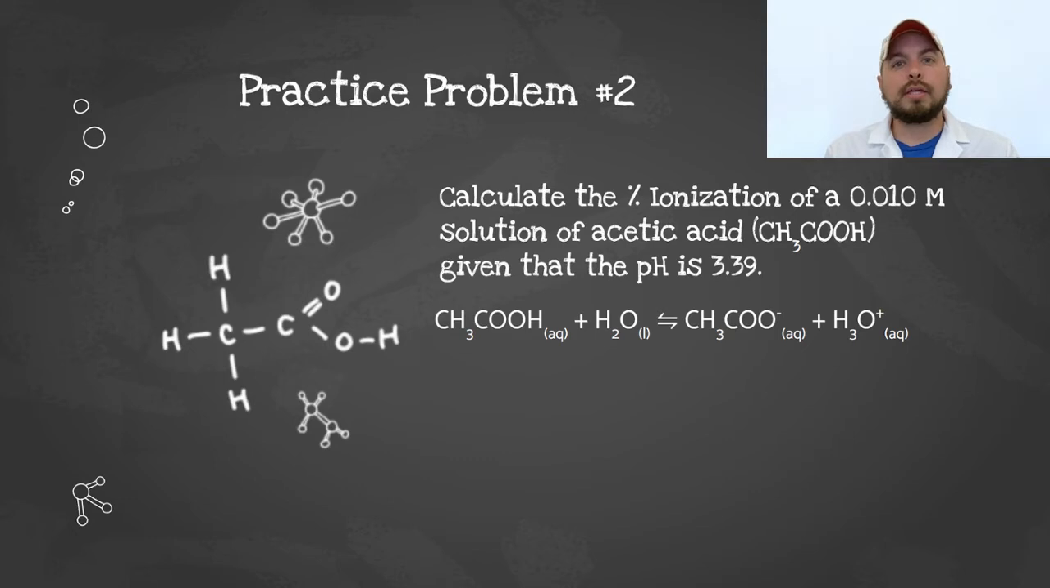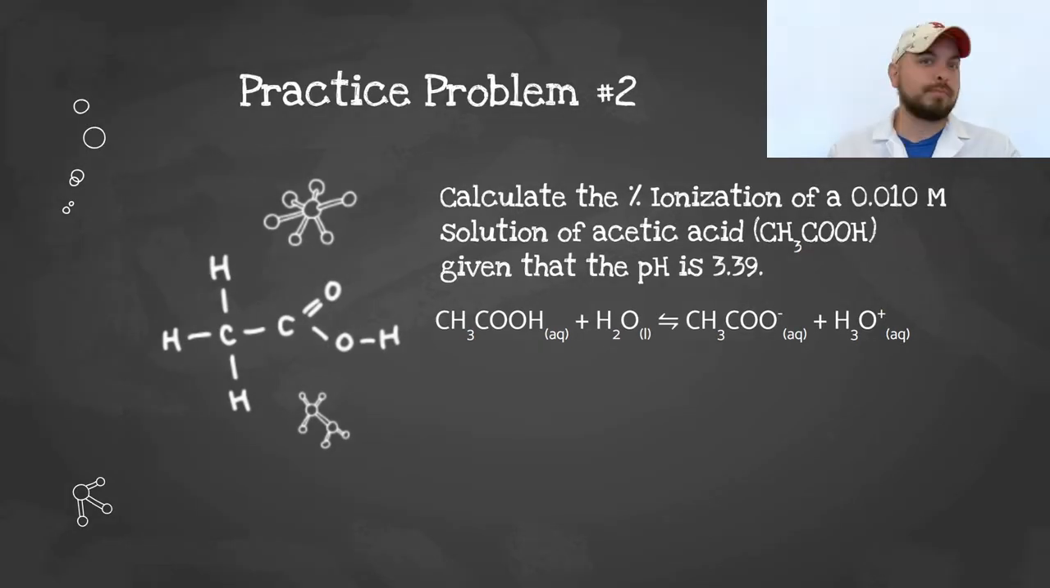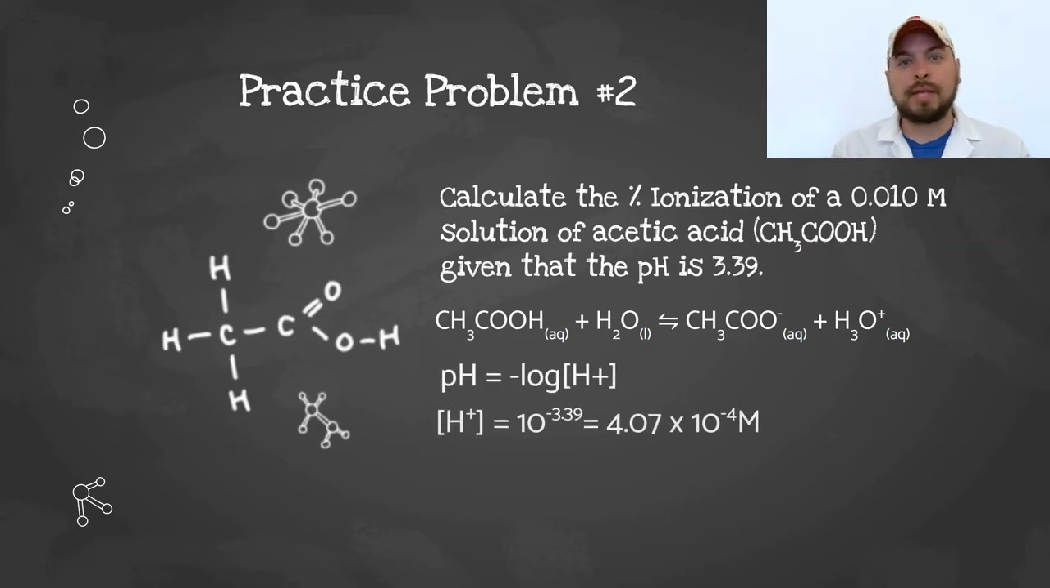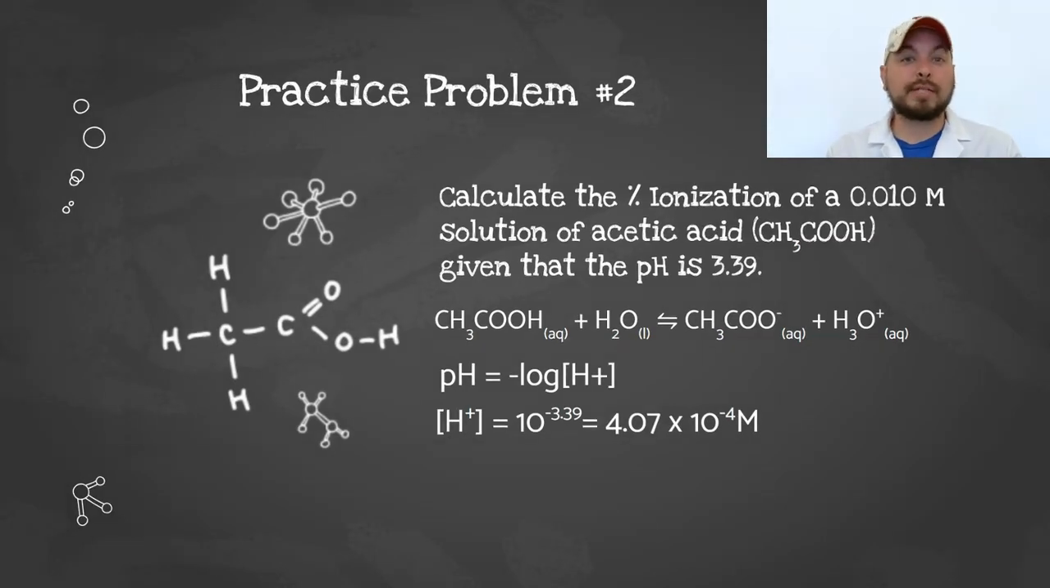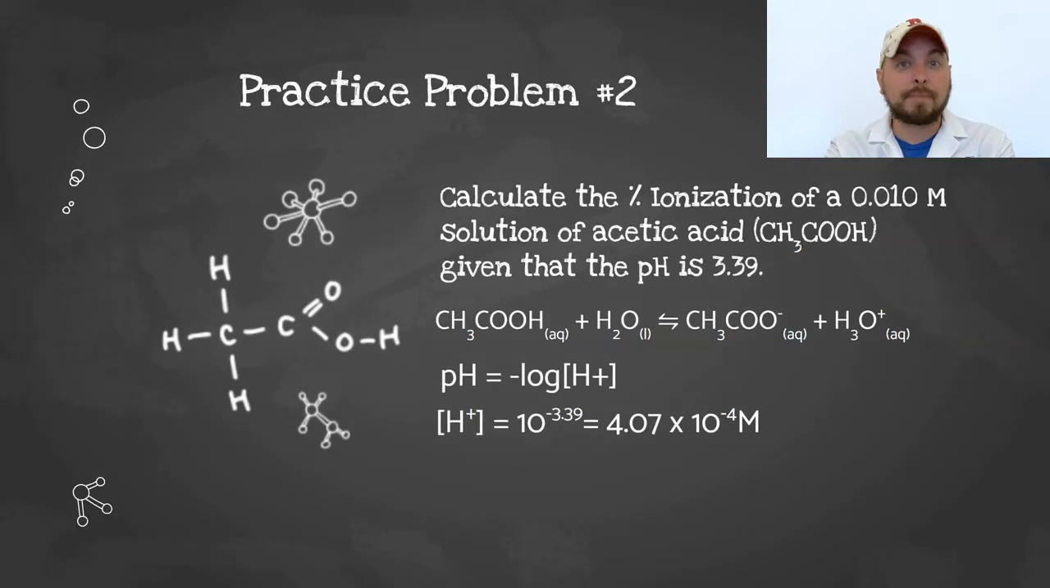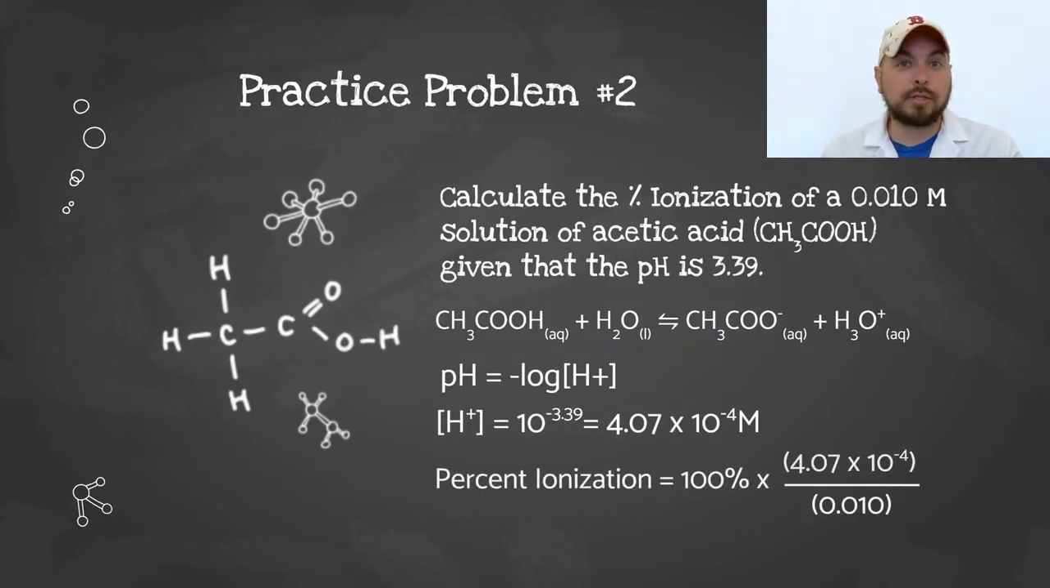Thinking that X is equal to the concentration of H plus, and we have an initial concentration, what we need to do is solve for X, or the H plus ion concentration. Because I have the pH, I can do that fairly easily. 10 to the negative pH is the concentration of H plus. In this case, 10 to the negative pH is equal to 4.07 times 10 to the negative fourth moles per liter. I'm then going to take that number, that X, that concentration of H plus, divided by my initial concentration of my weak acid.